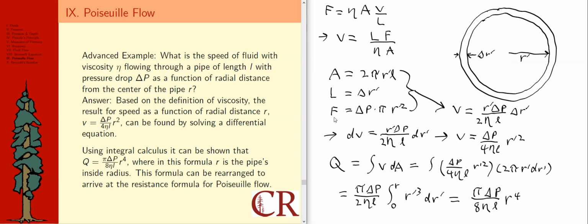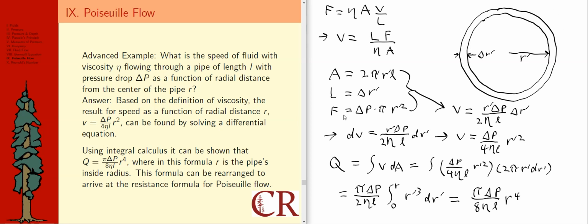Then the shear force F, you might recall from a previous example, was the force applied to the layer to keep it moving across a surface. In this case, I'm going to think of that as the force applied to the inside of the cylindrical layer to make it move with a speed v relative to the fluid on the outside of it.